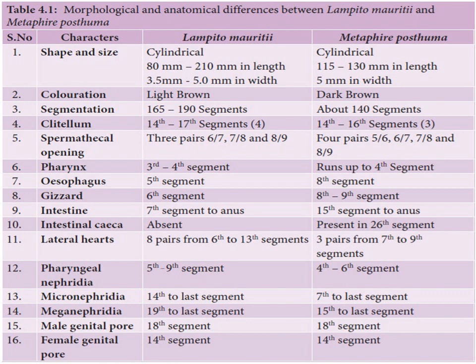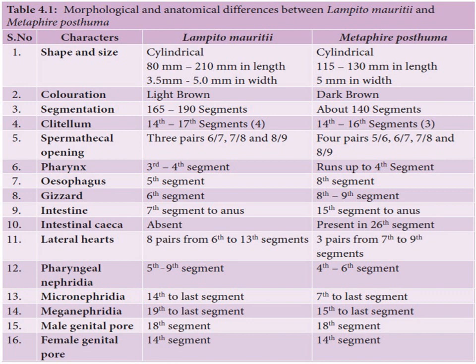And the male genital pore is present in the 18th segment, and in Metaphire also in the 18th segment. Then the female genital pore is present in the 14th segment, and in Metaphire also in the 14th segment. Fine, hope you understood, and we have completed the morphology of this earthworm. From the next class onwards, we will start to learn about the anatomy, the structure of the internal organs of the earthworm.